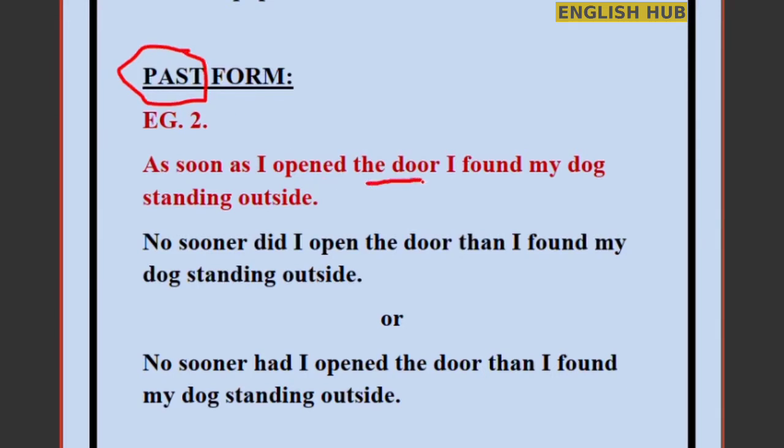So one action is what? I opened the door. What is the second thing? I found my dog standing outside. 2 parts. I opened the door. And what did I see? I found my dog was standing outside. So what tense is this? This is the past tense.